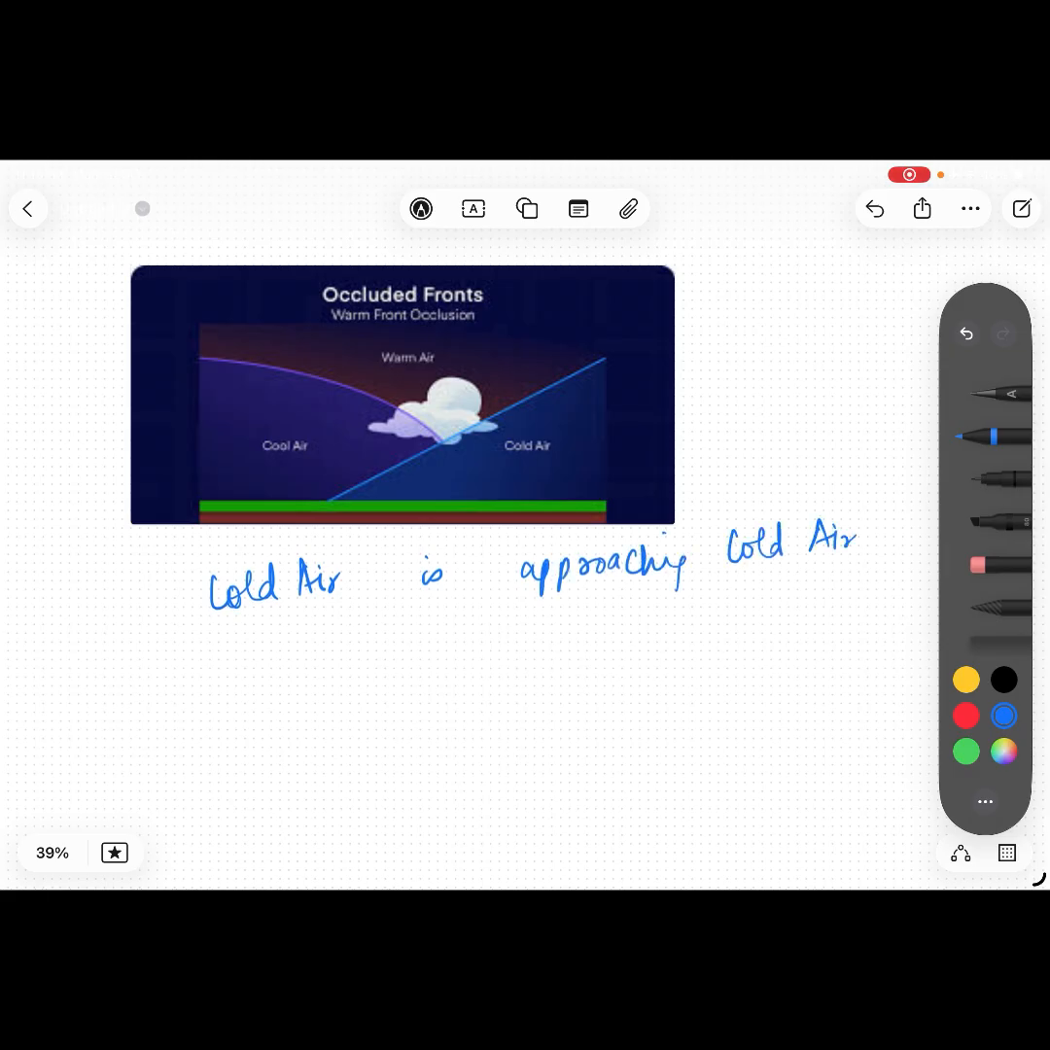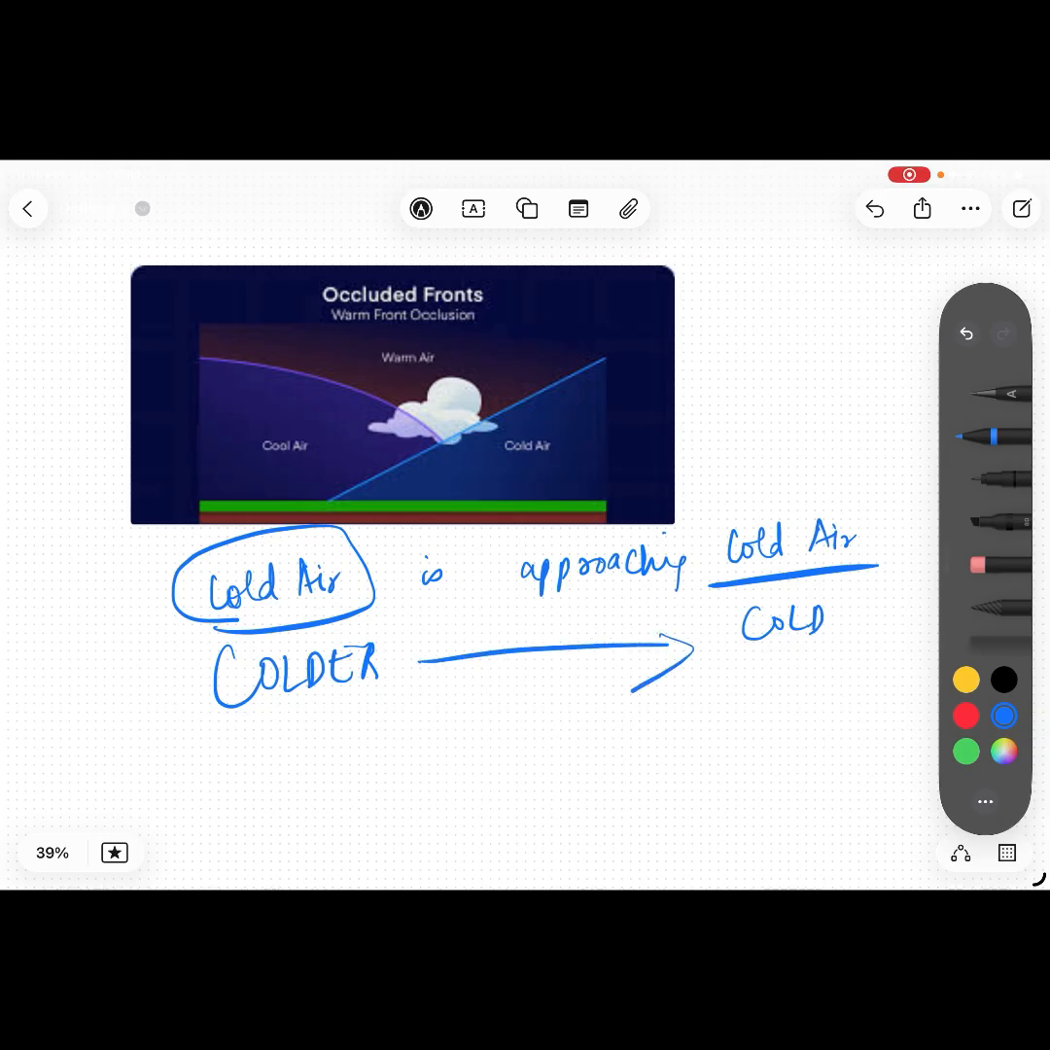What it really means is that this air is colder. This is just cold. So when a colder air is approaching a cold air, that is what the occlusion is, and this is what an occluded front is all about. And the warm air is obviously here in between, because whenever there is going to be warm air somewhere, right? But it must have already risen. Warm air is lighter, so it's risen. So when a colder air approaches a cold air, that is an occluded front.